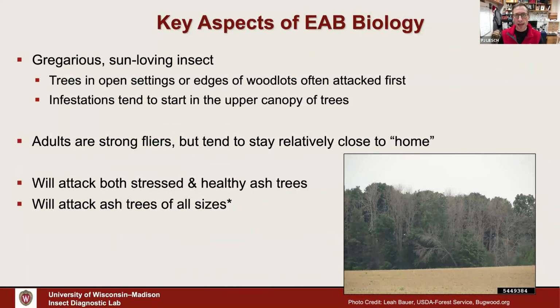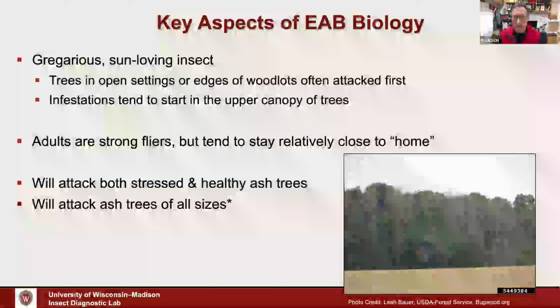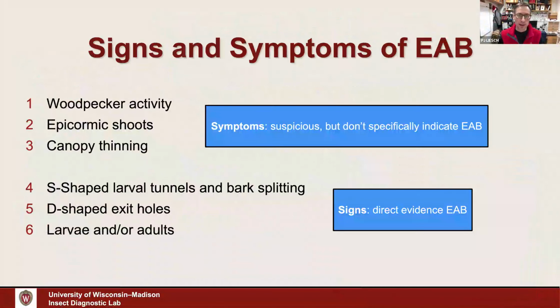And again, they will attack both healthy and stressed trees, and they'll attack trees of all sizes. Although if you have a really young ash tree, they don't attack those quite yet. It's a little too small in diameter. Once the trees get big enough, they'll be attacked because they're susceptible at that point. Now let's talk about the signs and symptoms of EAB. So we'll talk about these individually, but we've got 3 symptoms. These are things that are suspicious.